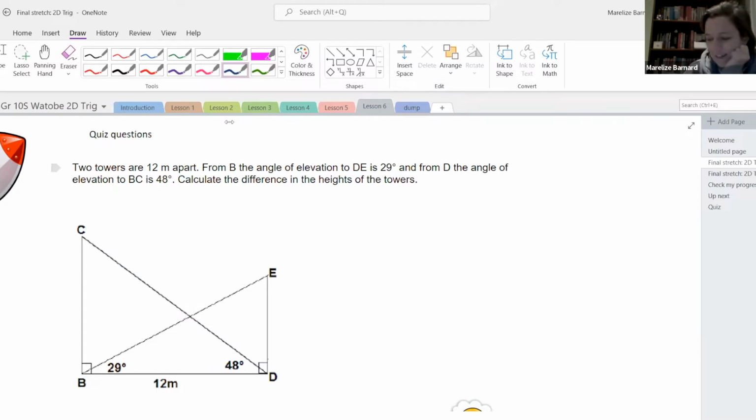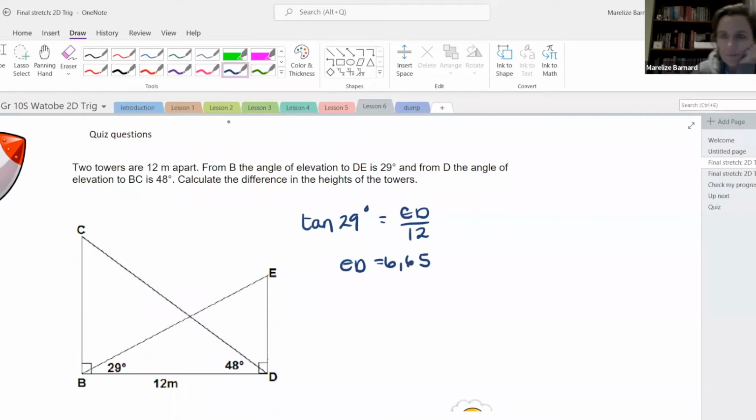Okay, good stuff, everyone. So we're going to start probably by calculating ED. And because ED is the opposite side and the adjacent side is known, we can do tan of 29 degrees. And tan of 29 degrees will be ED over 12. And then you times by 12 on both sides, and you get ED is 6,65. Okay, so that's side ED.